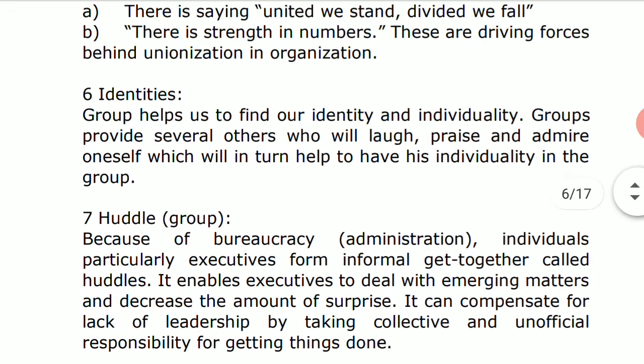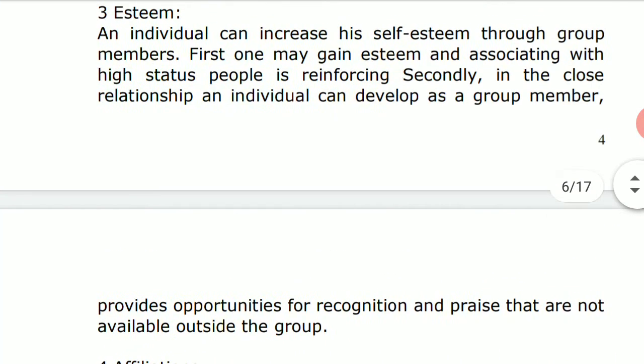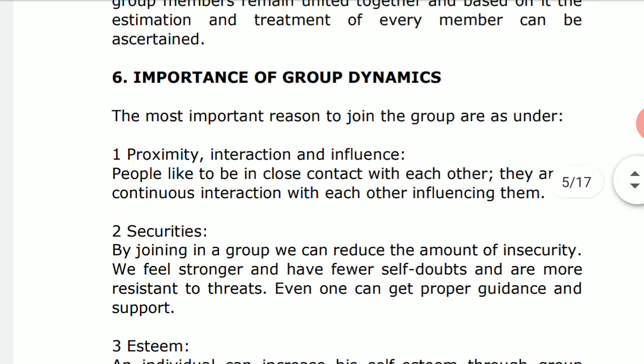So these are the importance which tells us why group dynamics is so very important, right?